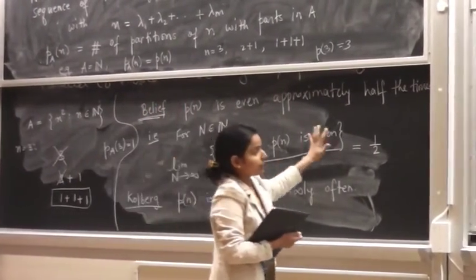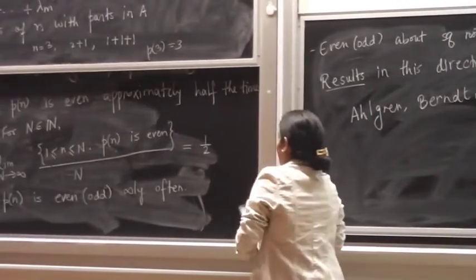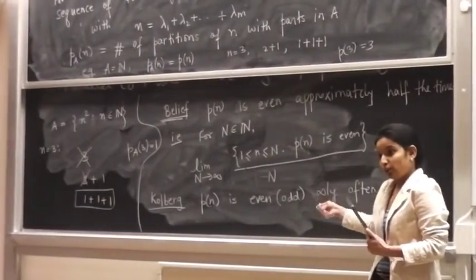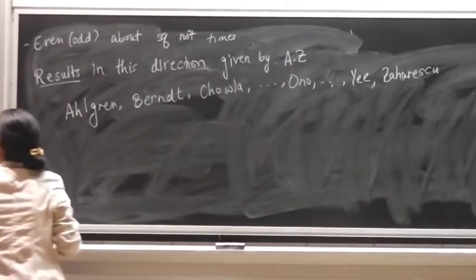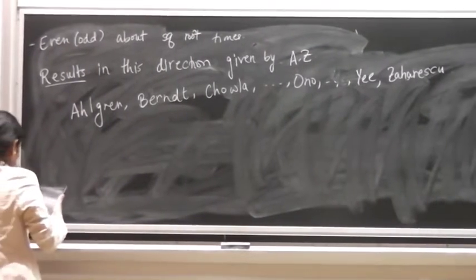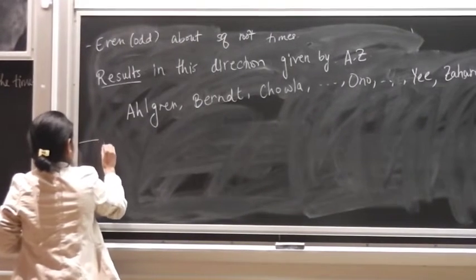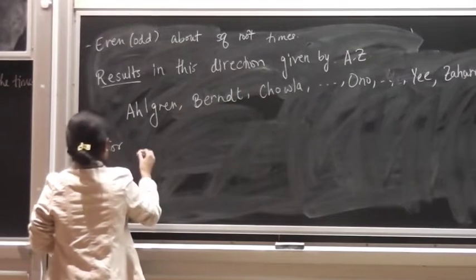Is it still true that you get this ratio to be 1/2, or is it even still true that this function now will take even or odd value infinitely often? And that's the purpose of this talk. So we consider partitions coming from the set A, which I define now.